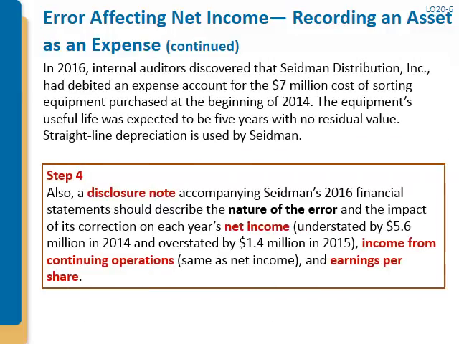Step 4. Also, a disclosure note accompanying Seidman's 2016 financial statements should describe the nature of the error and the impact of its correction on each year's net income, understated by $5.6 million in 2014 and overstated by $1.4 million in 2015. Income from continuing operations, the same as net income, and earnings per share would also be reported.